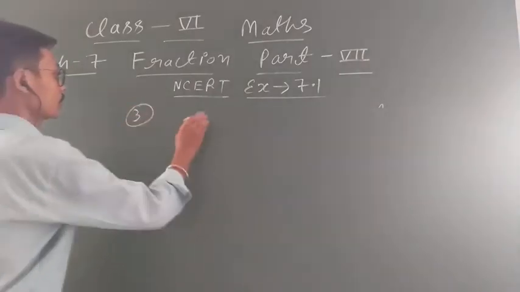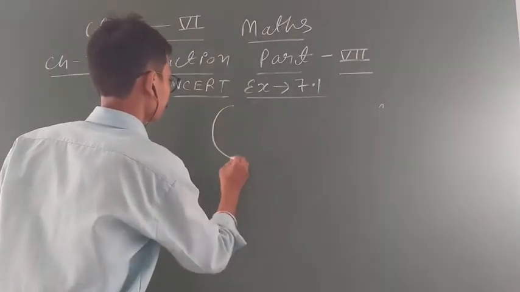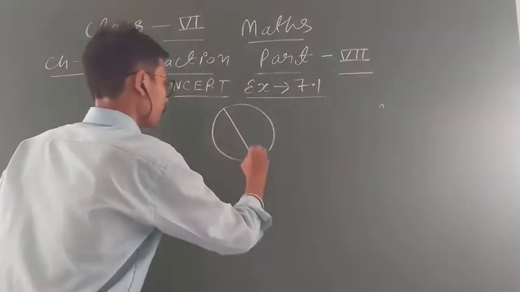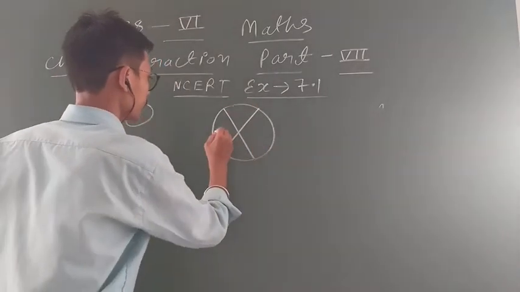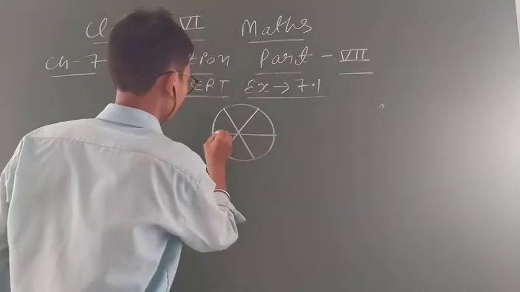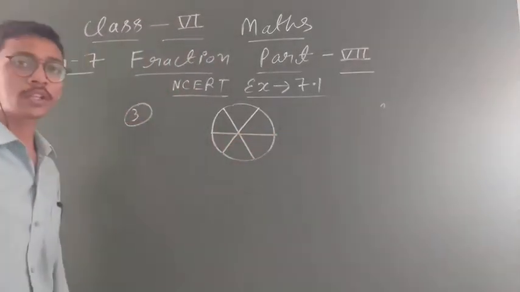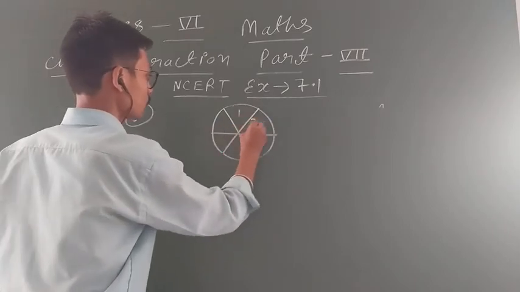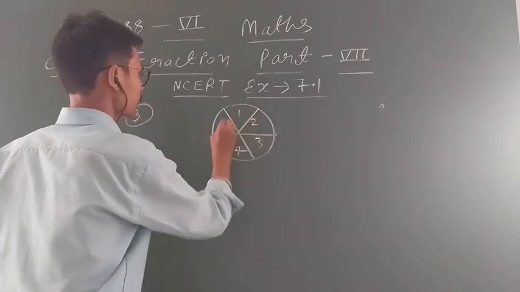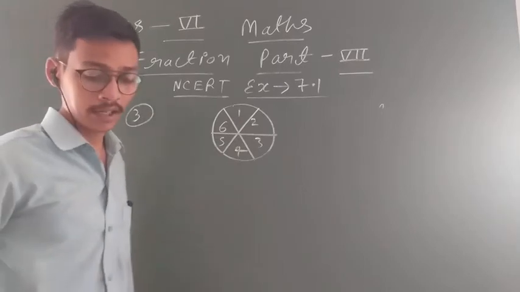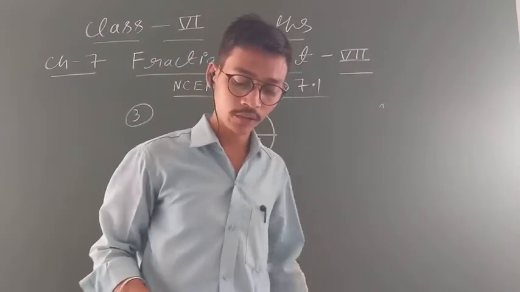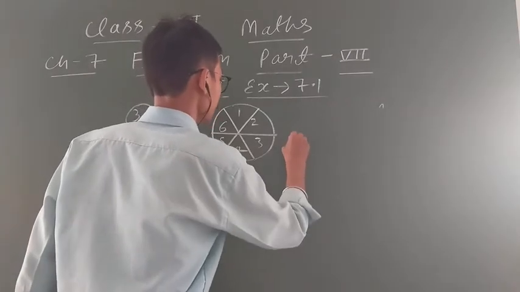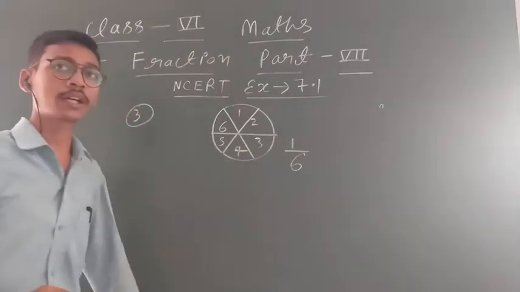Third question. A circle is given, and it is divided. Okay students, now you will count how many parts are divided. 1, 2, 3, 4, 5, 6. Total how many parts? 6 parts. What is given in the question? Color the part according to the given fraction. It is given 1 upon 6. You have to color it.